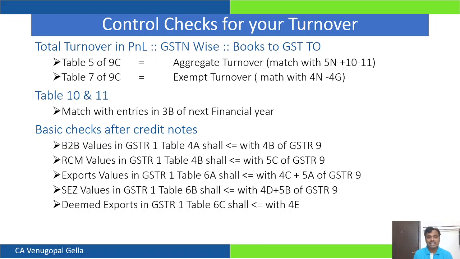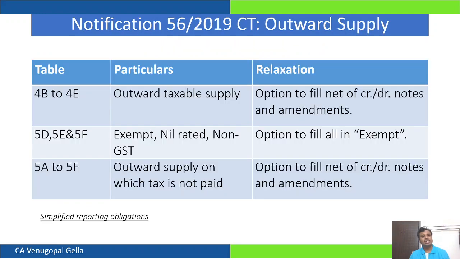Friends, these are the basic checks. You have to make sure that the values which you are reporting here in these tables are higher than what is there in GSTR-1. Values in table 10 and 11 should be there in the subsequent financial year. As I said, there were some relaxations. You can make use of these relaxations which have come in 56/2019. In case of your taxable outward supply 4B to 4E, you need not give the option of debit notes and credit notes. You can net it off and report it under 4B to 4E. Likewise, 5D, 5E and 5F also can be reported as net figures and there is no need to report credit notes and debit notes. Basically, notification 56 has given a simplified relaxation in reporting.